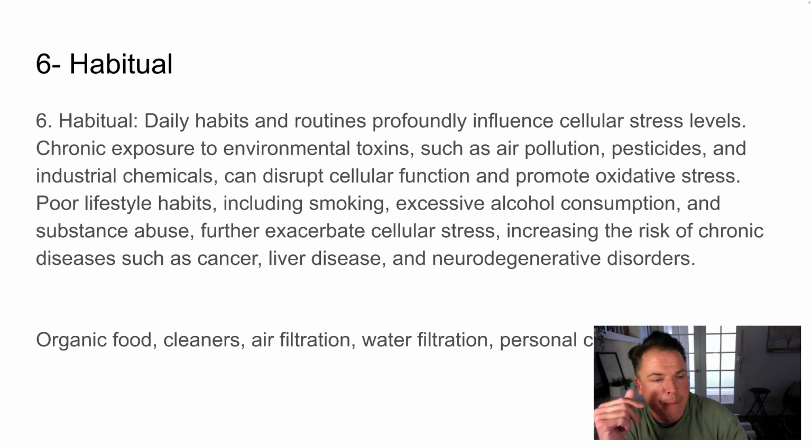Hey, number 6 is habitual. These are your daily habits and routines. These have a profound influence on your stress levels. So things like chronic exposure to environmental toxins, such as air pollution, pesticides, industrial chemicals, all these things can disrupt your metabolic health. Poor lifestyle habits, including smoking, excessive alcohol, drug use, make this even worse. They increase the risk of diseases such as cancer, liver disease, neurodegenerative disorders.